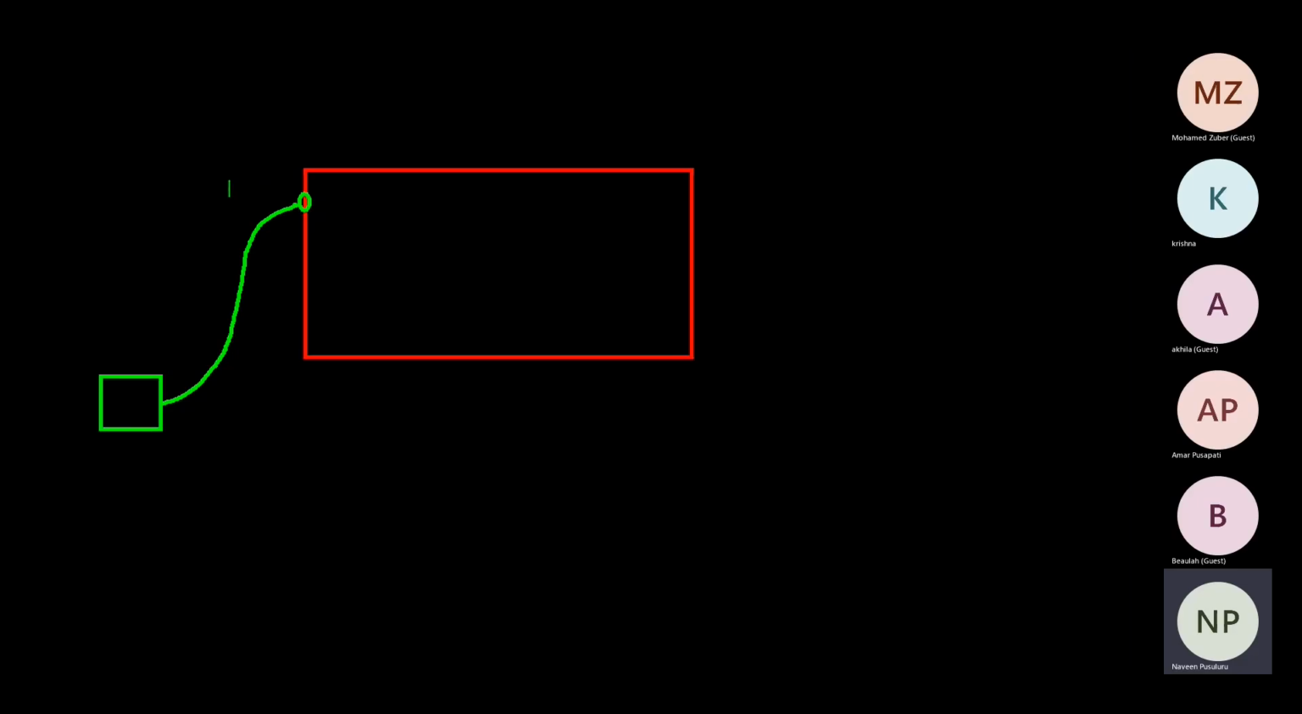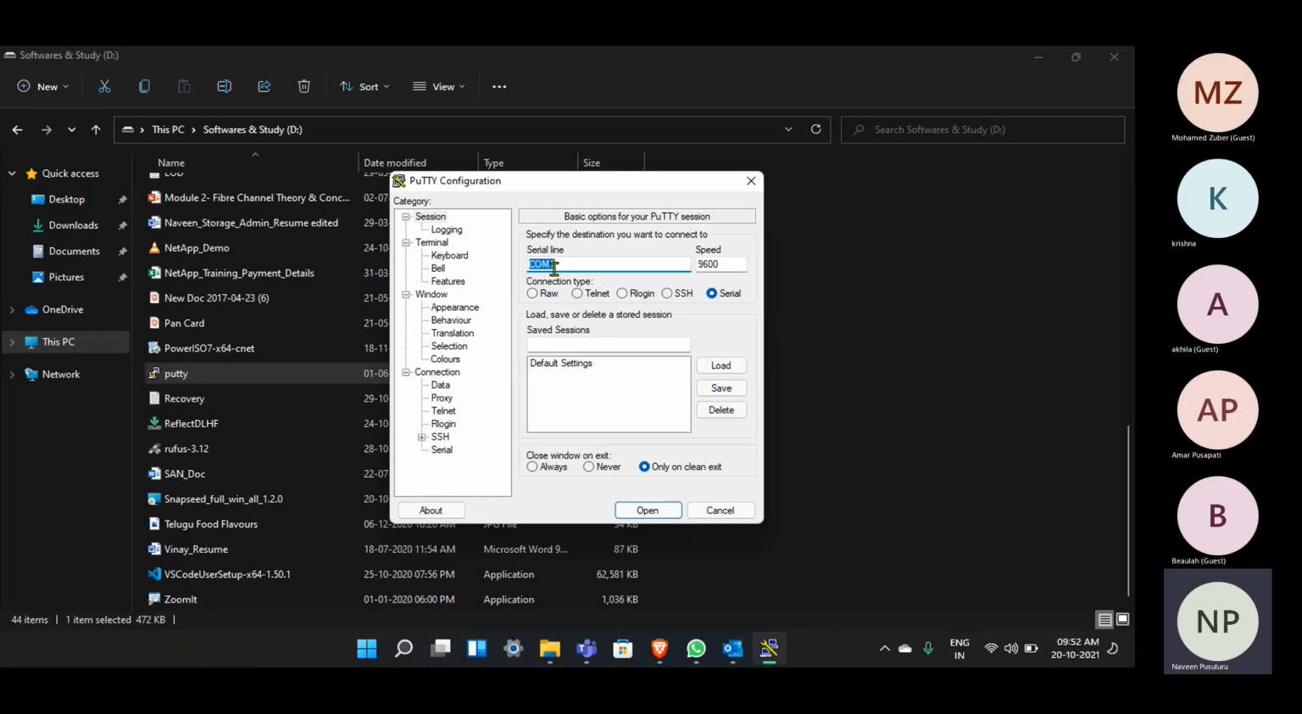We need to connect to the console port of the controller, one end of the cable to the console port of the controller, the other end to our laptop or desktop, whatever it is. So once we connect our laptop to the console port of the NetApp, it will use a software port called COM port, and it will display you a number.